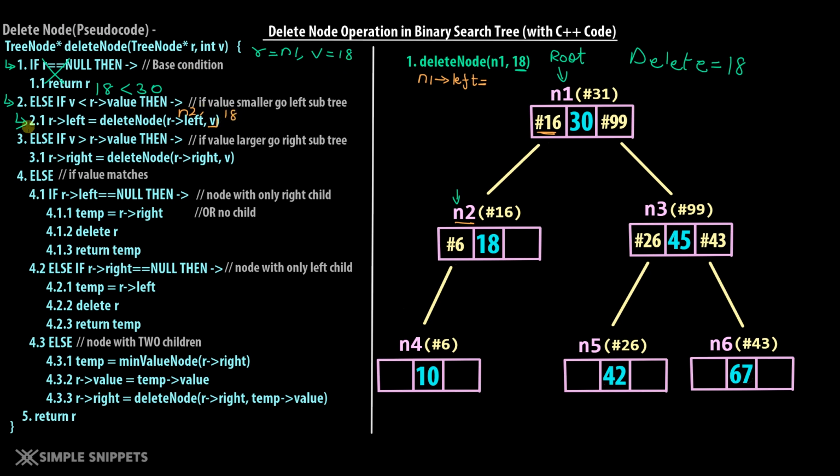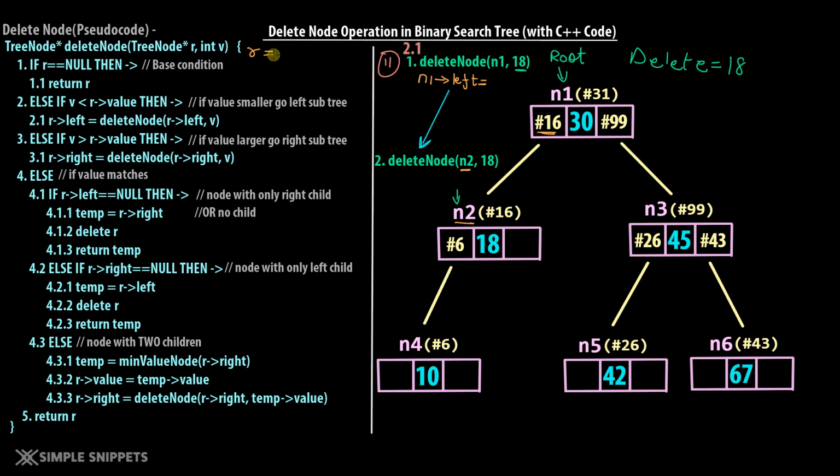So when you execute step 2.1 in the first delete node operation, a second delete node is called. The first delete node operation goes in a pause state at step number 3.1, and a second delete node is called where you've passed the value of n2 as the node value and the value 18 to be deleted. Now since the first delete node is paused at step number 3.1, let's start with the execution of the second delete node function.